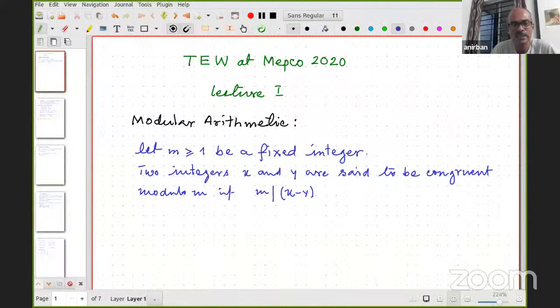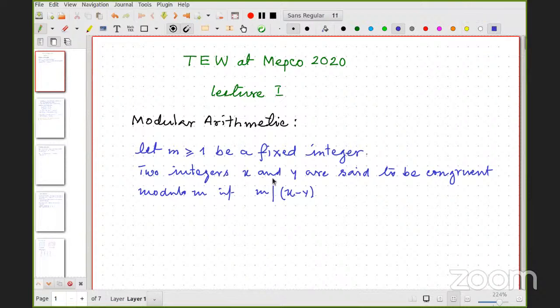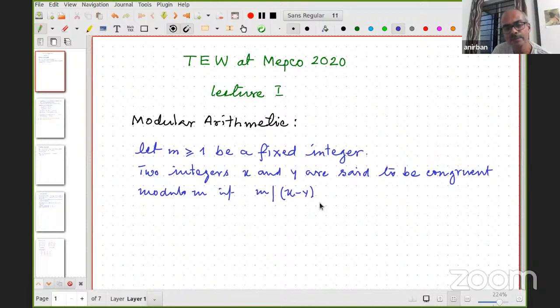So we'll just start with this very basic definition. I have just written out the first line. Let m be a fixed integer, a positive integer at least one. Two integers x and y are said to be congruent modulo m if m divides the difference. This sign stands for divides. So if m divides the difference.